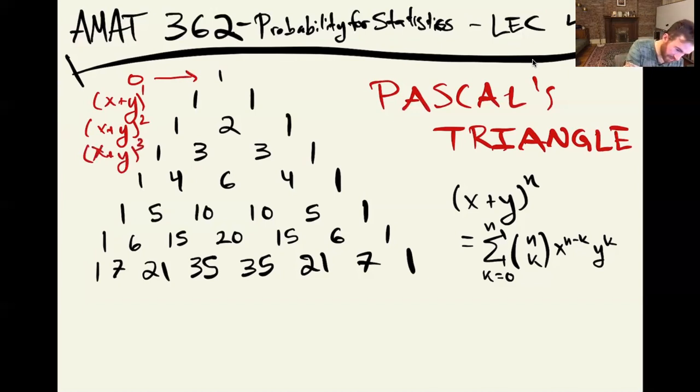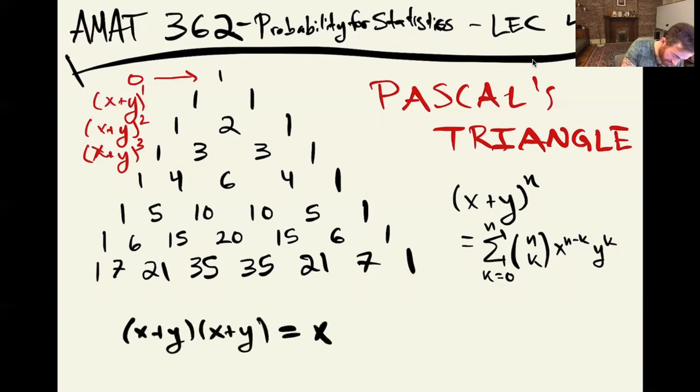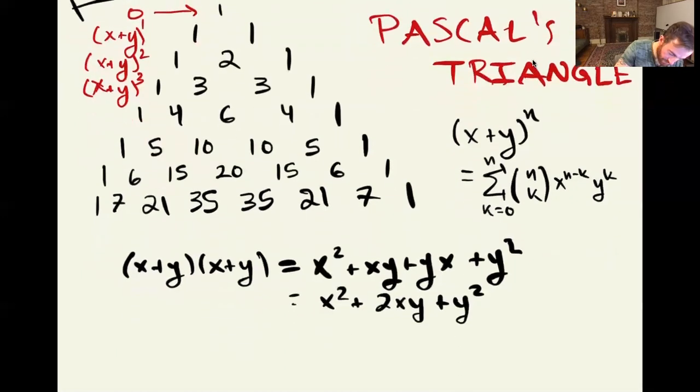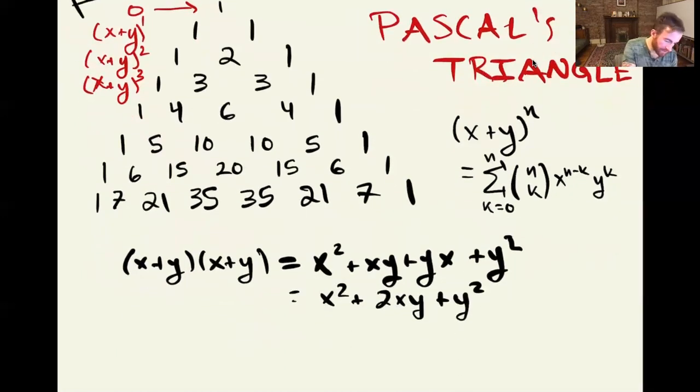First of all, let's check that x plus y squared works out. Hopefully you all remember FOIL. x plus y times x plus y equals x squared plus x times y plus y times x plus y squared, which when I collect these terms gives me x squared plus 2xy plus y squared. So these numbers are actually reading off the coefficients in this expansion of x plus y to the n.